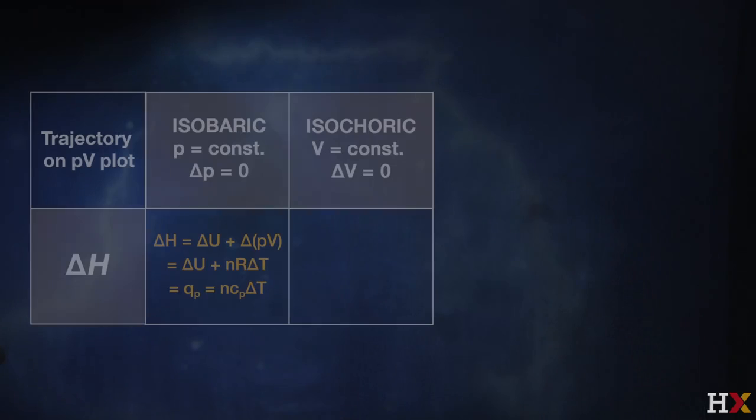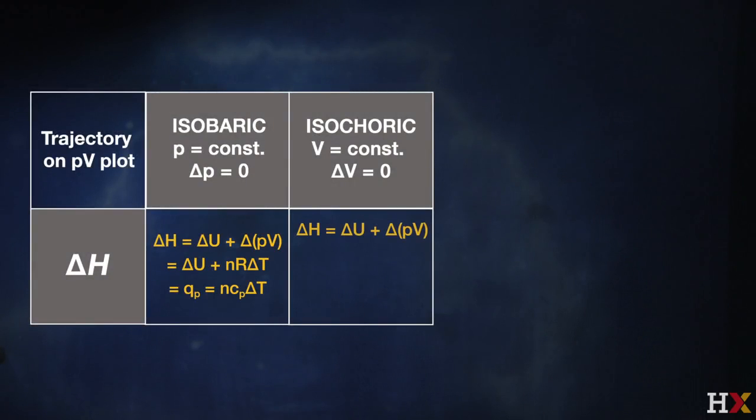And that allows me then to calculate delta H. Now let's move to the isochoric case. Let's take our constant volume case. Now we write out our delta H as we did before. That's equal to delta U plus the change in the product of pressure times volume.